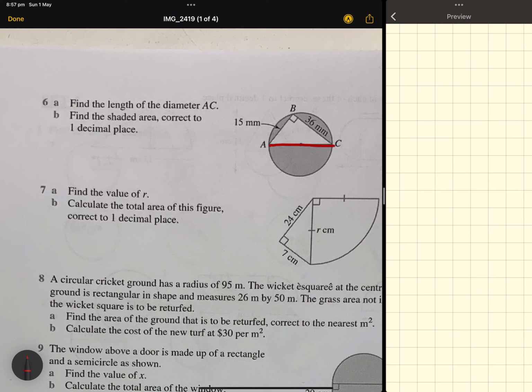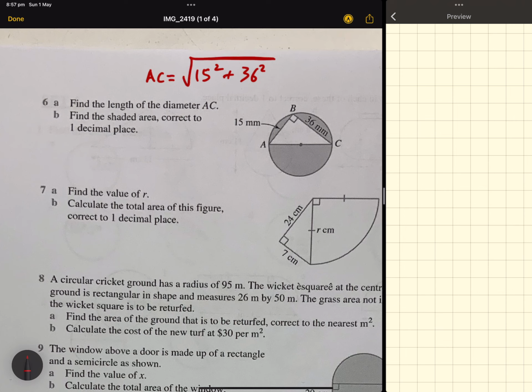But this diameter also happens to be the hypotenuse of this right angle triangle. Now, to find the diameter, we can just use Pythagoras to find the hypotenuse of the triangle. So we can say AC squared is equal to 15 squared plus 36 squared. So therefore AC is going to equal the square root of that number.